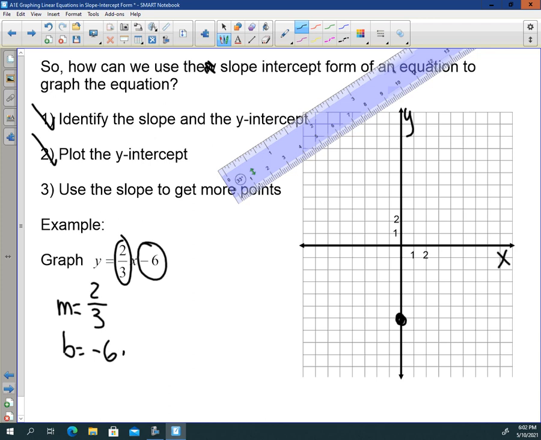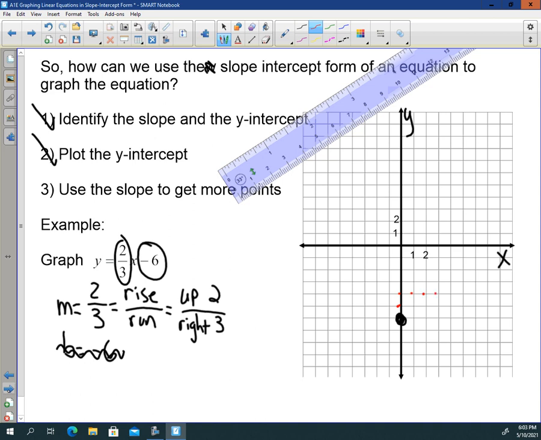Now we're going to use the slope to get more points. So we've taken care of using this part. Now we're going to use the slope. Remember, the slope is the rise over the run. And so what we know is that we're going to have to go up 2 and to the right 3 because our slope is 2/3. So from our y-intercept, we're going to go up 2, 1, 2, and over 3, 1, 2, 3.